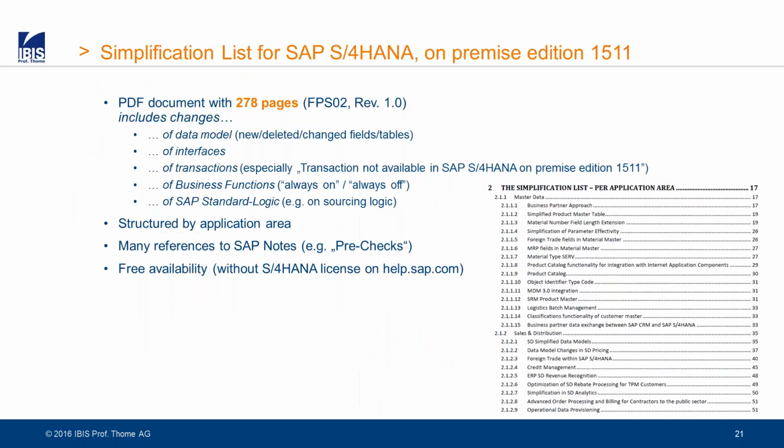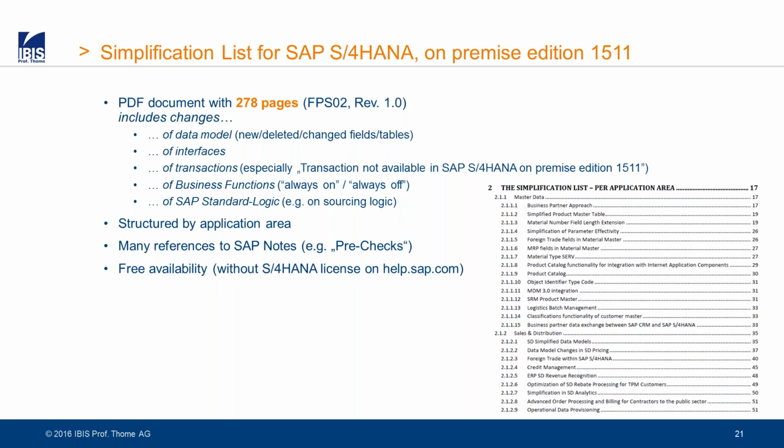On 278 pages. Yes, the 278 pages are from FPS 2. So we've seen this before: there are feature package stacks, and each of the feature package stacks has new simplifications.